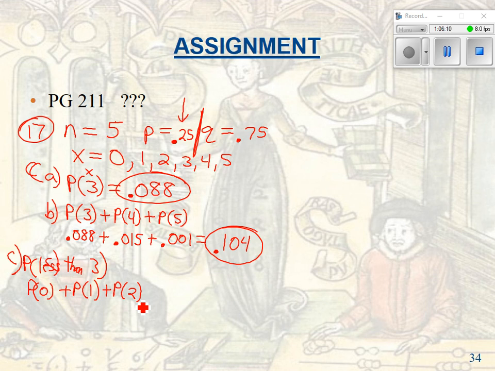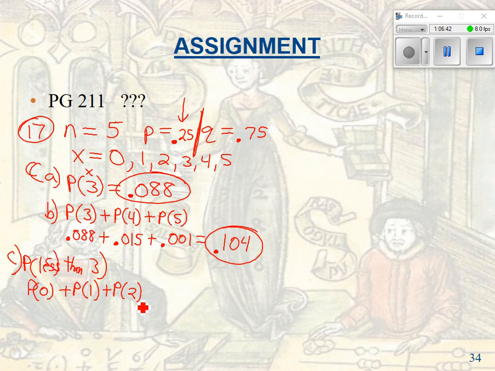So let's just do it real quick. The easiest way to do it, we already did the probability of 3 or more. So all we want is whatever's left. We're going back the other way, but you don't have to use the chart anymore, because what do we know about all of them total? They all total up to 1.